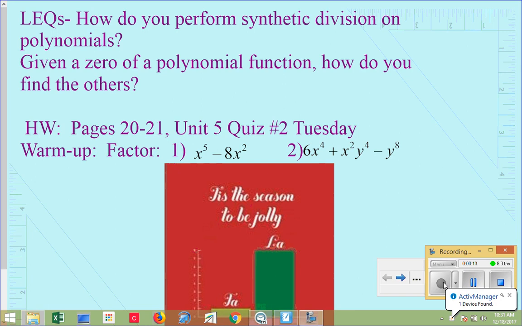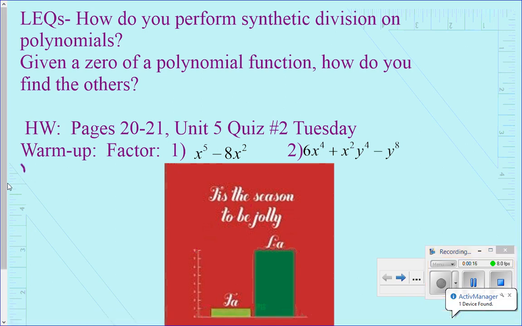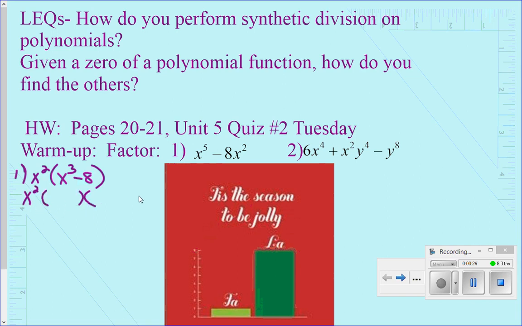So number one, I can factor out a GCF, and then I'm left with difference of cubes. So there's number one. Number two, I have a trinomial and I don't see a GCF, so that means two binomials.